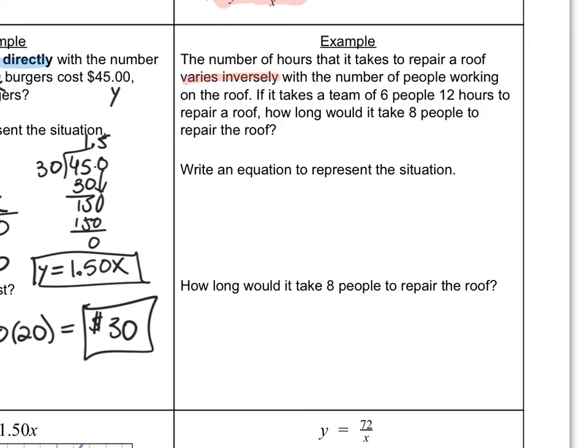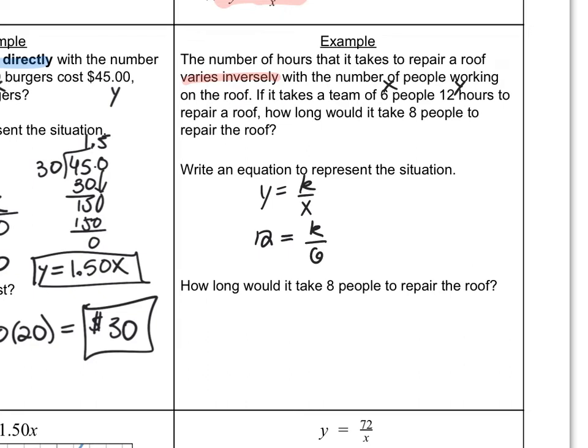So again, I've been clued in by that phrase, varies inversely, to know what type of equation to use. I'm going to use y equals k over x, or k divided by x. I know that the time depends on the number of people. So I'm going to have y be my hours and x be my people. So I can write 12 equals k over 6.